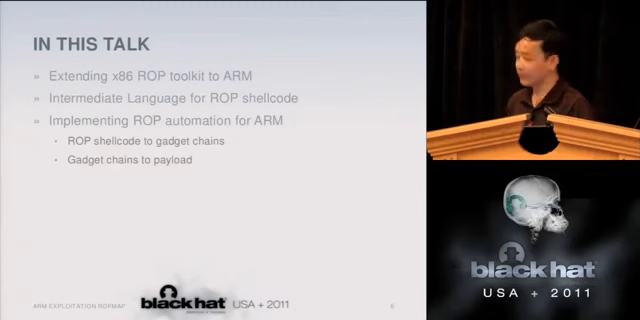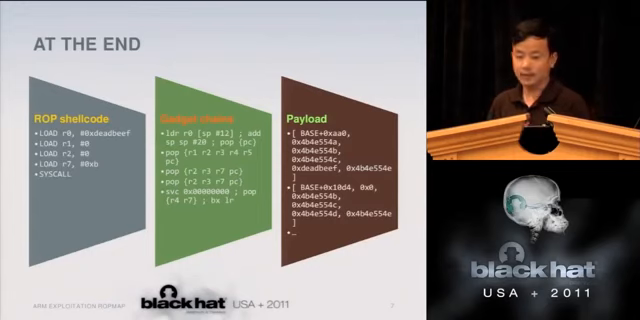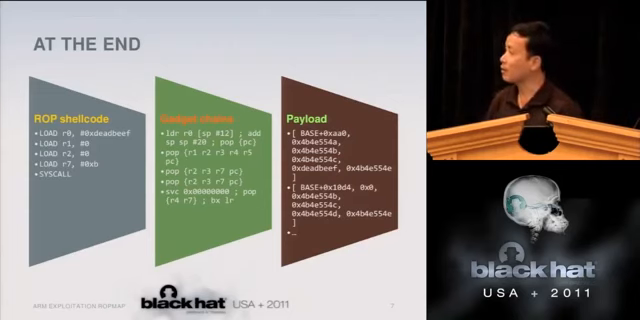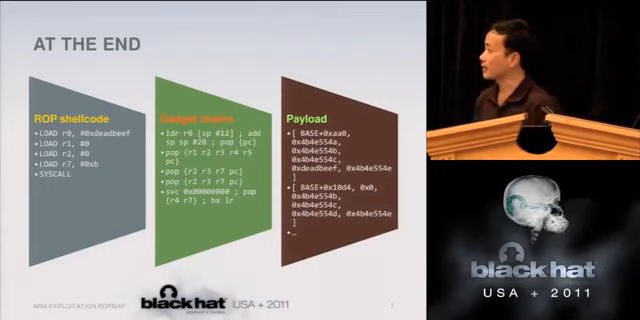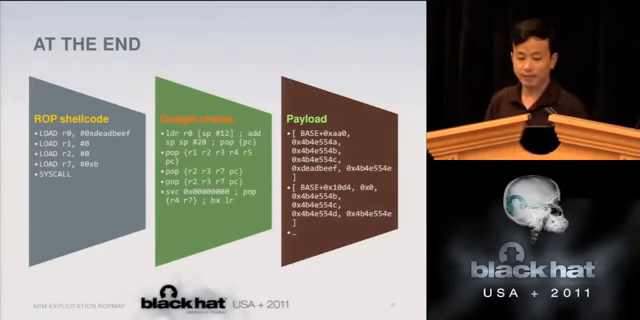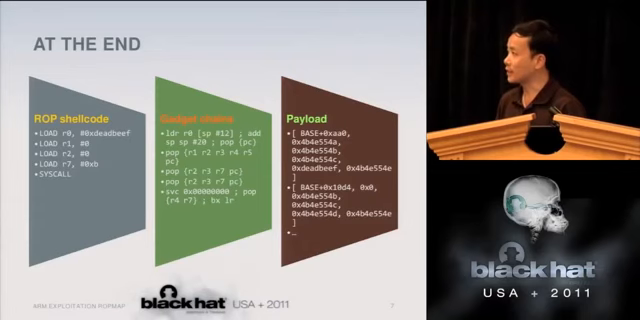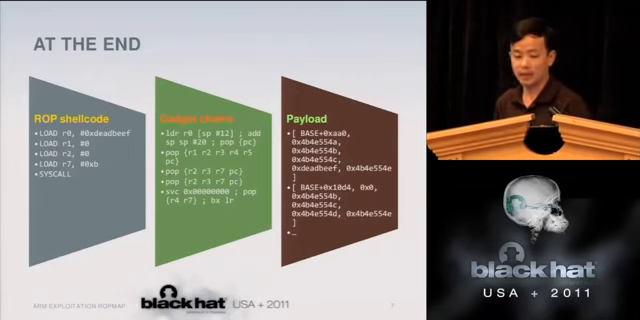So now, by the end, you can see on the screen from the left, you will have a way to write ROP shellcode in an easy manner. You can see that the ROP shellcode is easy to understand, short, and clean, and then it can be transferred to a gadget chain automatically, depending on the architecture, here the ARM architecture. And finally, we have the payload for the exploit automatically.